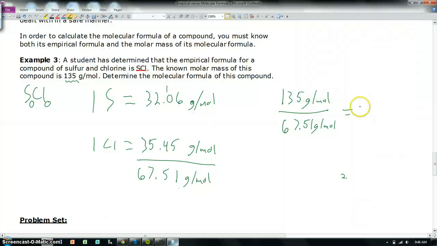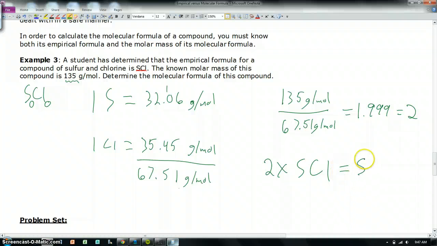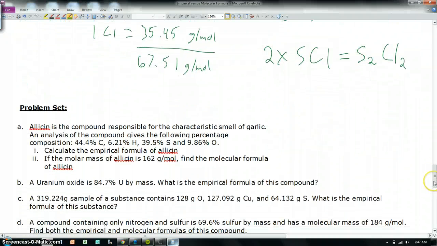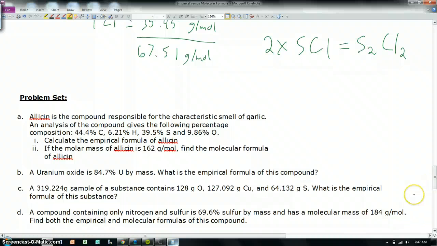So now I get 1.999. This is close enough. We can round something like that to 2. So now I need to multiply this ratio by SCl, which gives me S2Cl2.